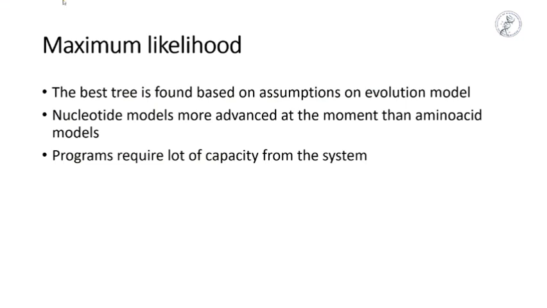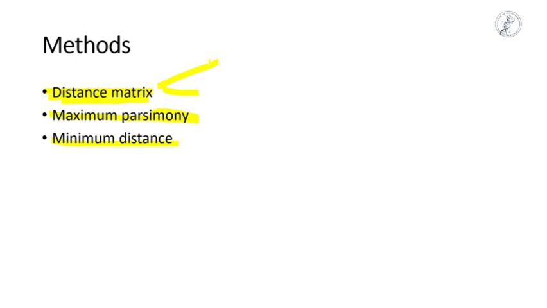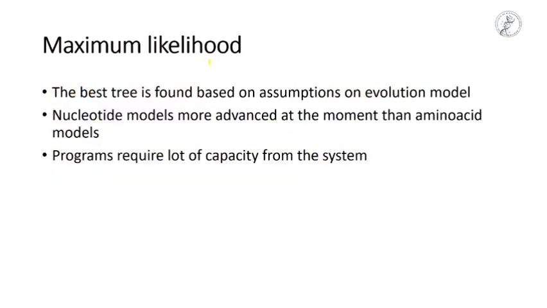Next is maximum likelihood. Not minimum likelihood, sorry, I said minimum distance. So this is maximum likelihood. The maximum likelihood tree is the best tree. They will go for multiple trees and find the best tree, including the assumptions of evolutionary relationship. Nucleotide models are more advanced at the moment than amino acid models, so maximum likelihood is usually used for construction of nucleotide trees rather than for proteins.